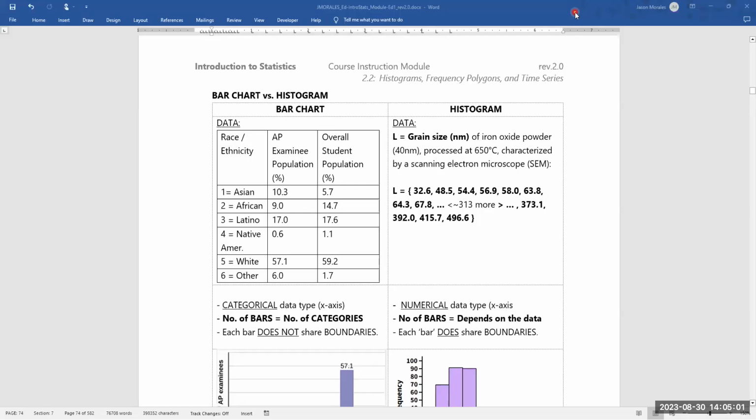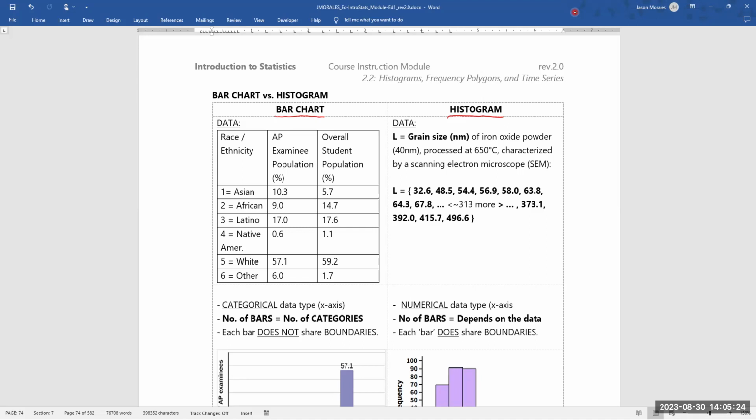So to better understand what a histogram is, let's compare and contrast a histogram to a bar chart, which looks very similar. On the left-hand side, we've got a column for bar chart information, and on the right-hand side, I've got information for a histogram. So for example, let's look at the differences in the data.